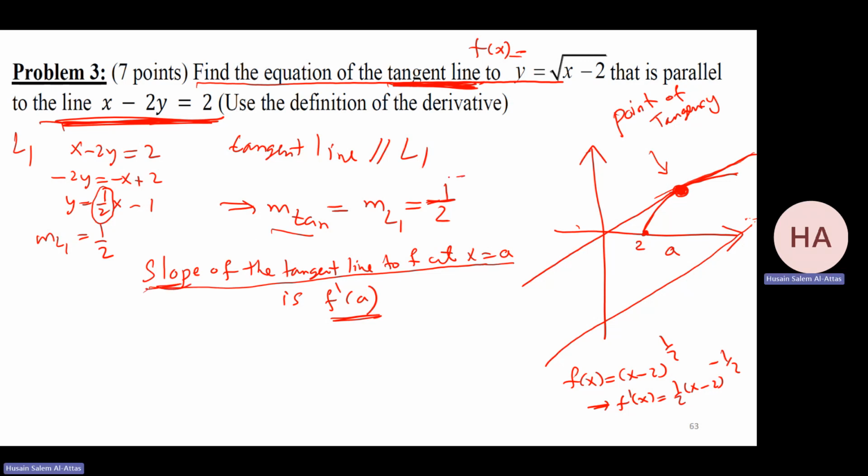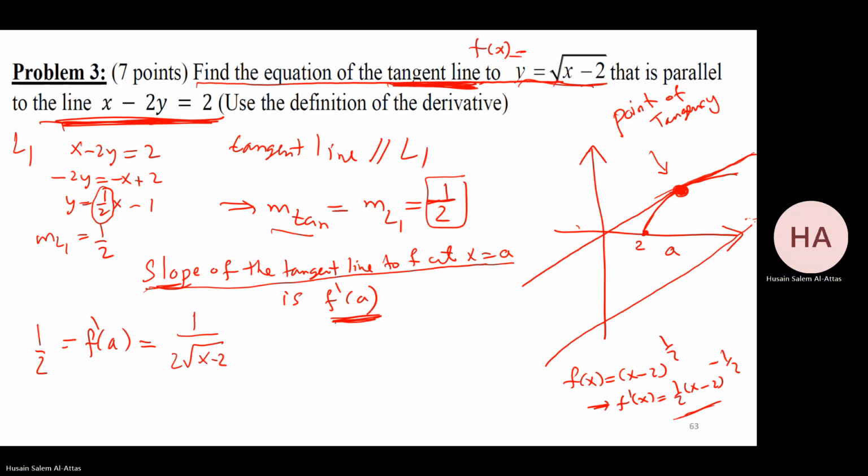So I know that the slope should equal what? f prime at a. So f prime at a, which is equal to half, is what? You can do it using the limits formula, or you can use it directly. That will be 1 over 2 square root of (x minus 2) at x equals a. So it's f prime at a. So I can find a now. Is the link clear?